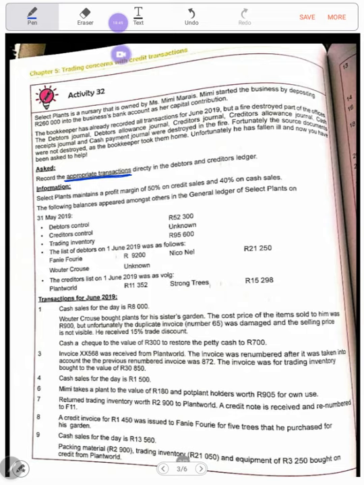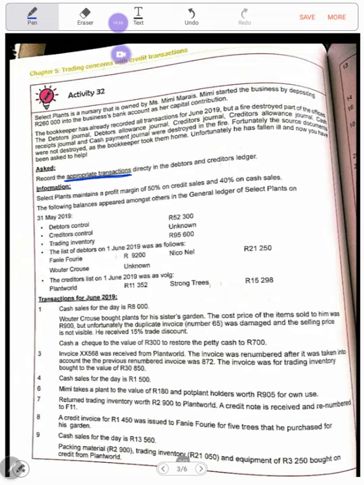Select Plants is a nursery that is owned by Miss Mimi Marias. Mimi started the business by depositing 260,000 into the business's bank account as a capital contribution. The bookkeeper has already recorded all the transactions for June 2019, but a fire destroyed part of the offices. The debtors journal, debtors allowances journal, creditors journal, creditors allowances journal, cash receipts journal, and cash payments journal were destroyed in the fire. So basically all the journals were destroyed.